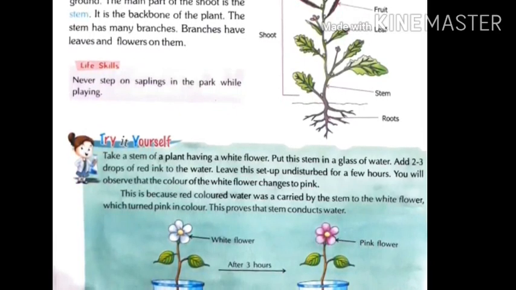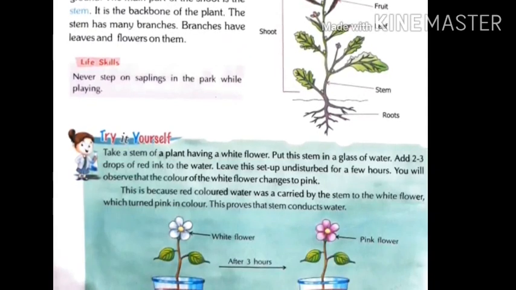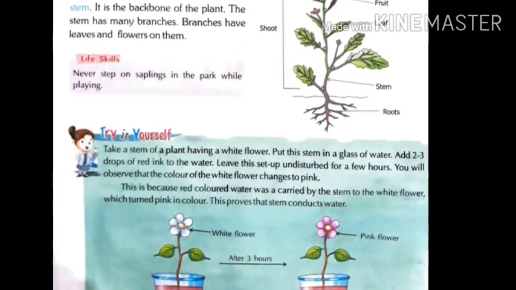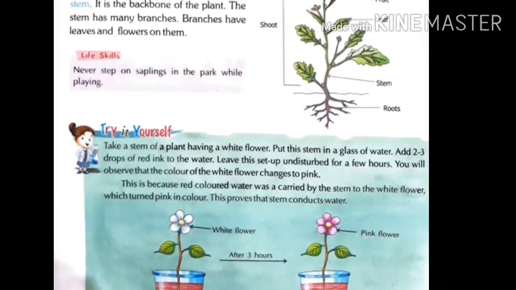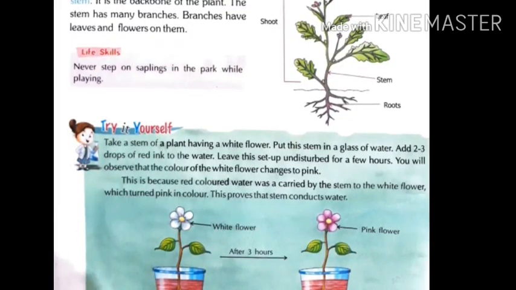Shoot contains stem, leaf, fruits, flowers, buds, and under the ground the root is present. Now see this activity given in your book. You can try it also by yourself.